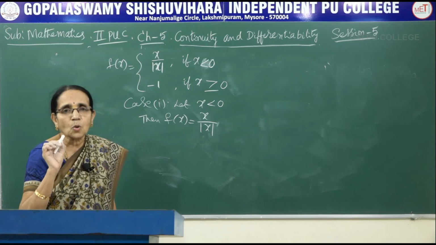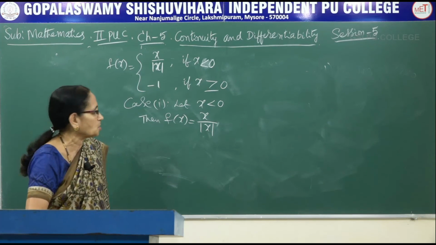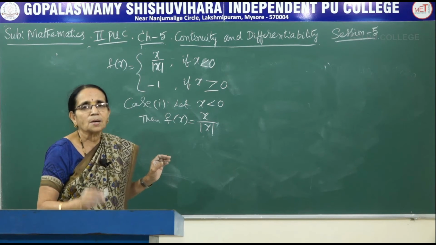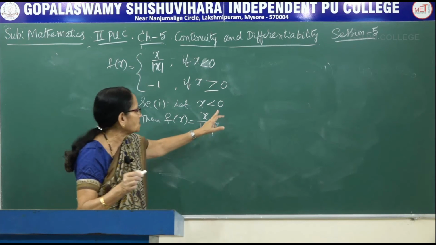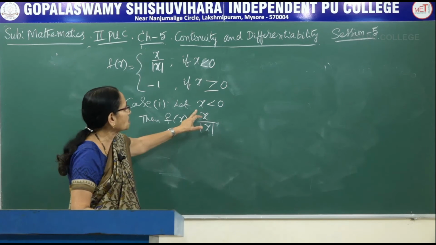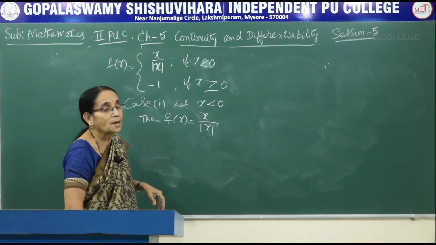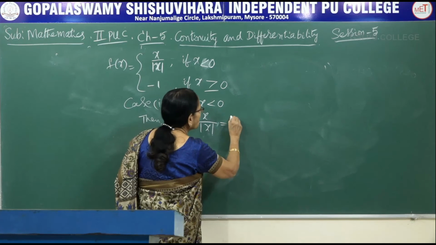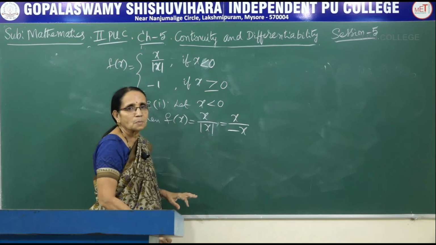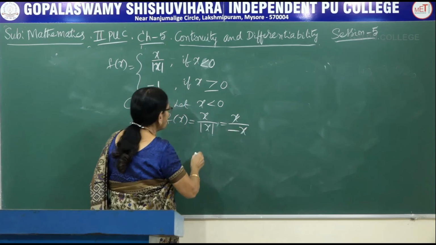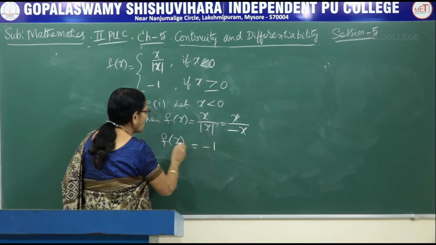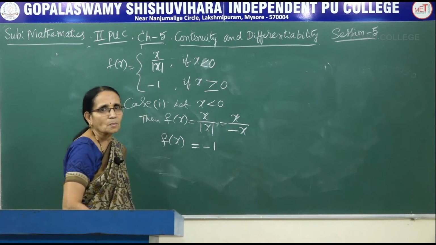Now again we go back to the definition of the modulus function. What is the meaning of the modulus function? Modulus of x means it is equal to minus x for x less than 0. It is equal to plus x for x greater than 0. Here we are considering the value of x to be less than 0. So how would the function be here? X divided by minus x, which can be cancelled, hence we are having minus 1. So here f of x is equal to minus 1.